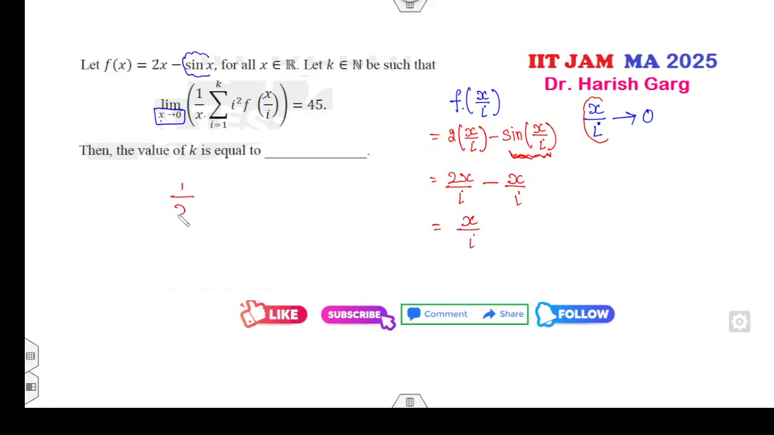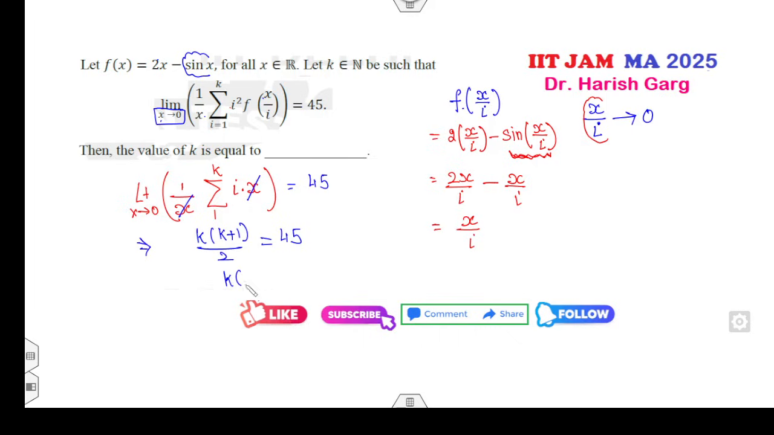Now you can substitute the limit. It will be the sum as I varies from 1 to k of I square into, so 1 I will be cancelled, into x. Fine. Limit x approaches 0. Is it okay? So now x and x will be cancelled. What is that series? It will be my 45. This is the sum of the first k terms. k into k plus 1 divided by 2 is 45. That implies k into k plus 1 is 90. Can you find the k? Clearly, k is 9 is the right answer. 9 into 10 is 90.